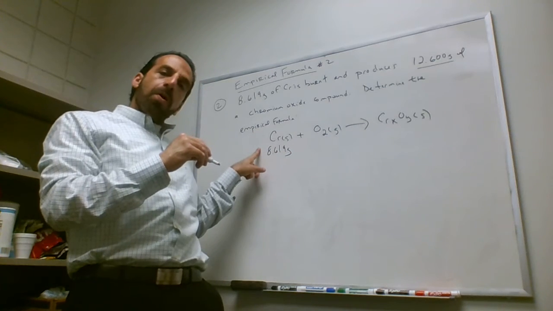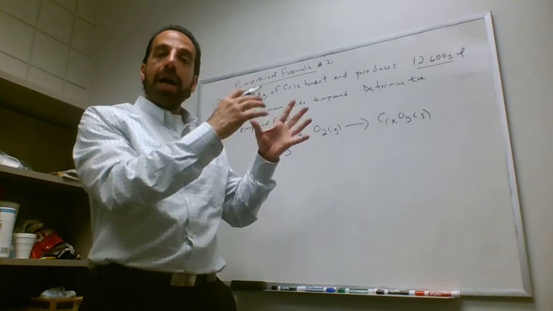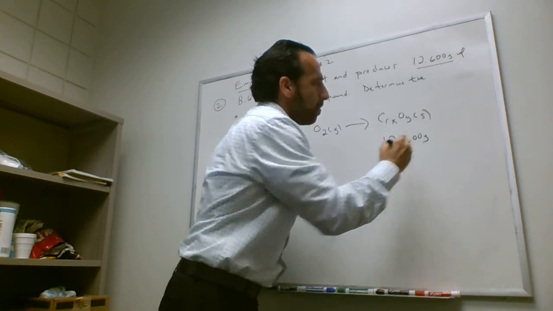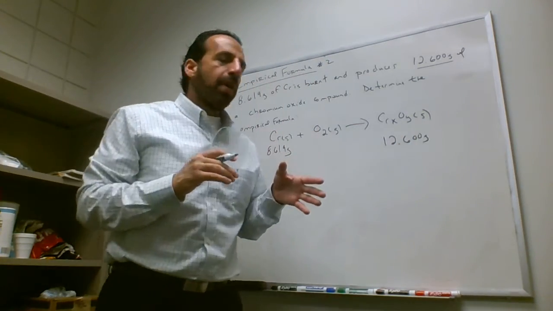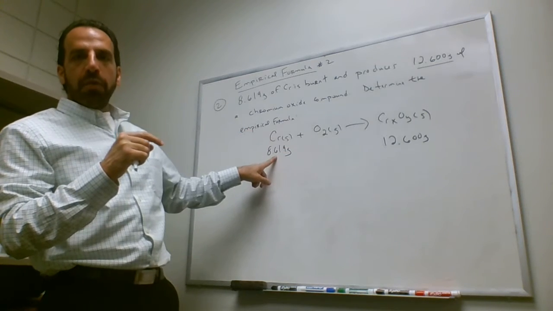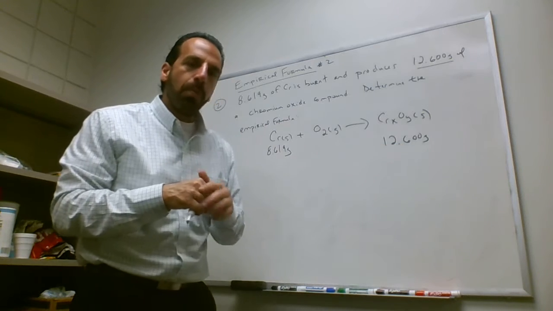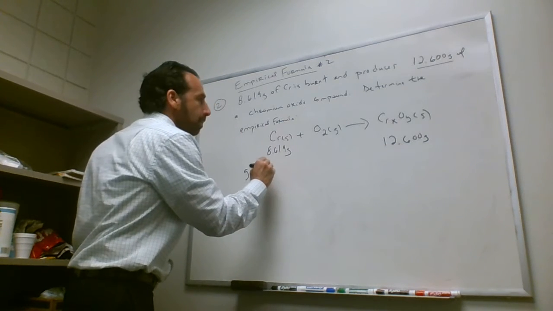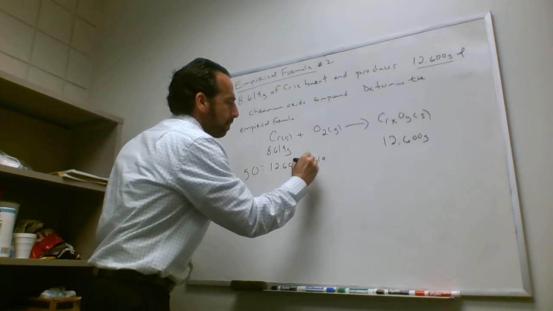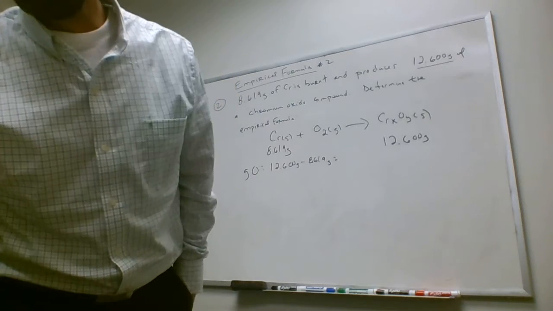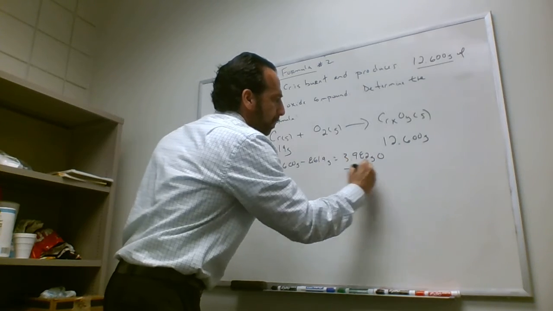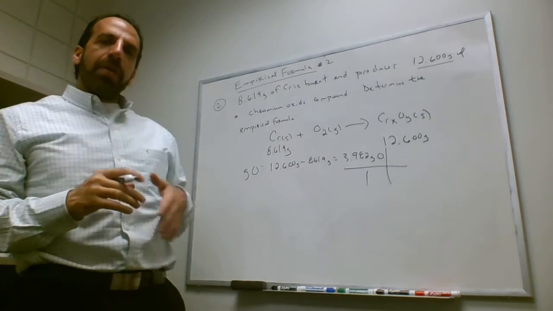Now, it has to weigh more than the chromium initially because it combined with the oxygen. And so it does. It's 12.00 grams of this compound. So a couple of things. To get the mass of oxygen, it's only the difference between the mass of chromium you start off with and the mass of the chromium oxide. So the grams of oxygen, I think that's going to be 3.982 grams of oxygen.